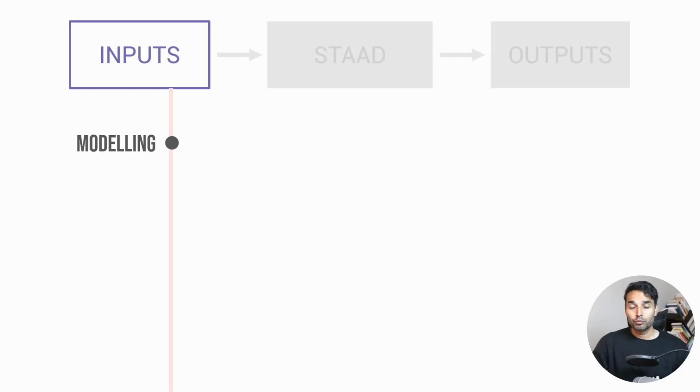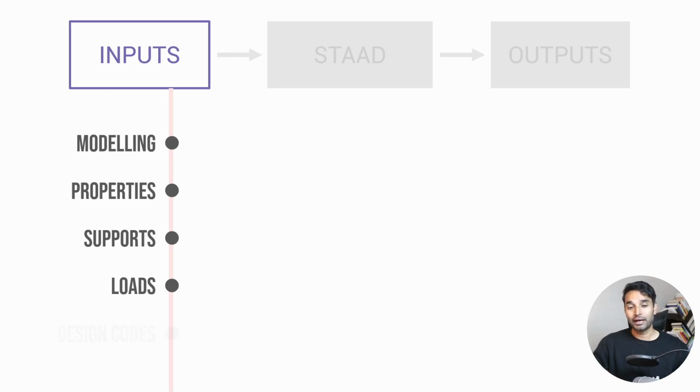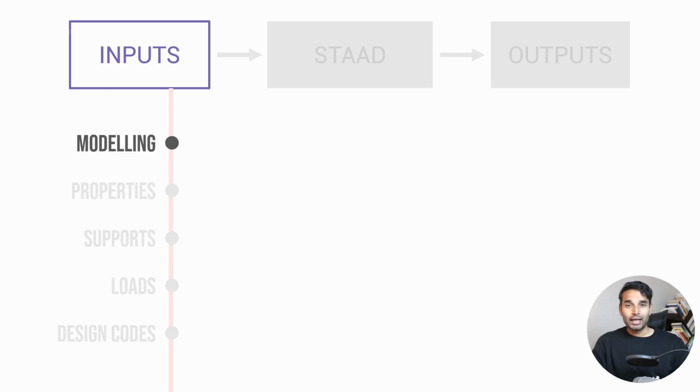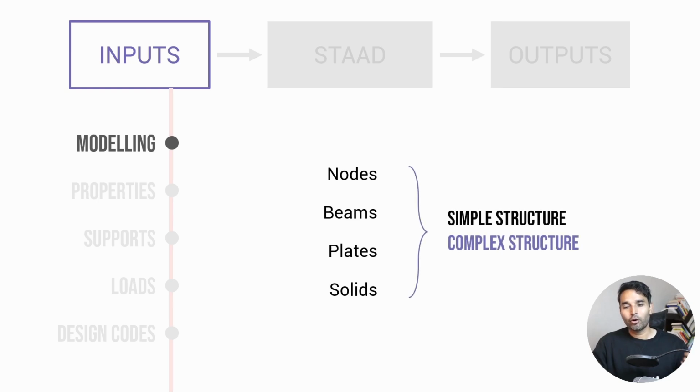When we talk about inputs, modeling is one of the very important inputs. We have property inputs, we have support inputs, we have loads as inputs, and finally, we have design codes as inputs. Let's look at them one by one. When it comes to modeling, STAAD Pro will help you design your structures in terms of different structural elements. So you can use the combination of nodes, beams, plates, and solids to create any simple or any complex structure. This is what the structural elements look like inside STAAD.